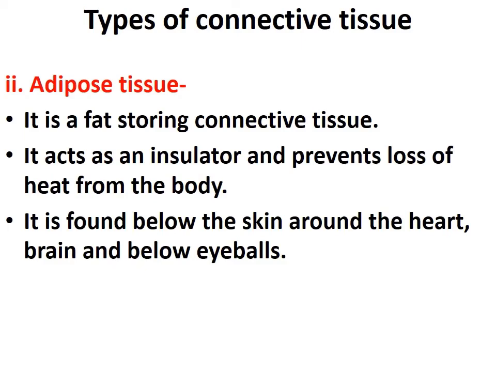Now where it is present? It is found below the skin, around the heart, brain and below eyeballs. So these are the locations of adipose tissue, which is the second type of connective tissue. So we have learnt about the areolar tissue and adipose tissue. Another two types of connective tissues we will do in my next video lecture.